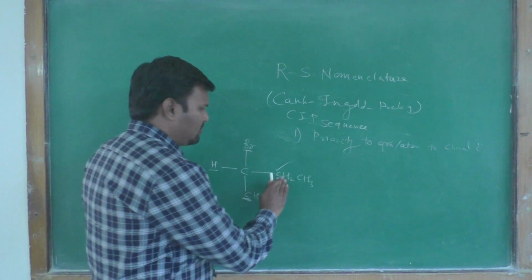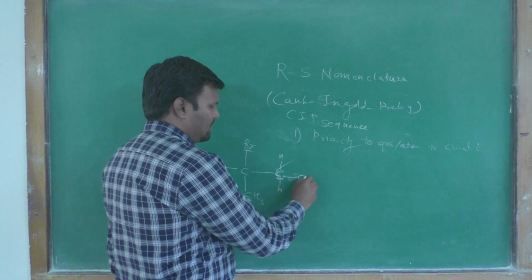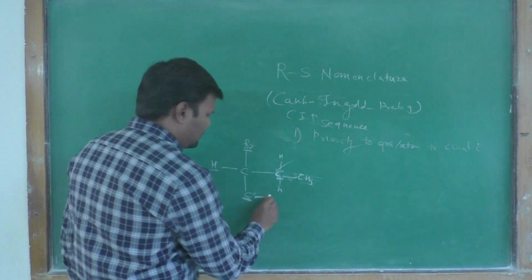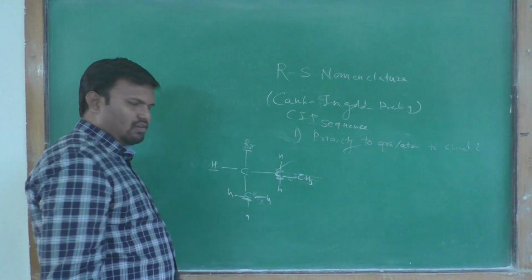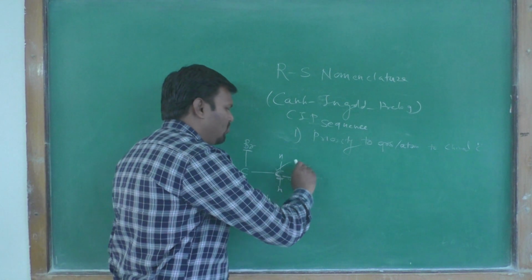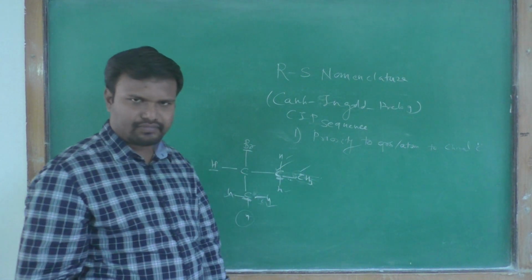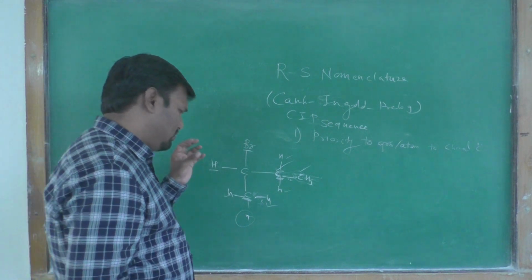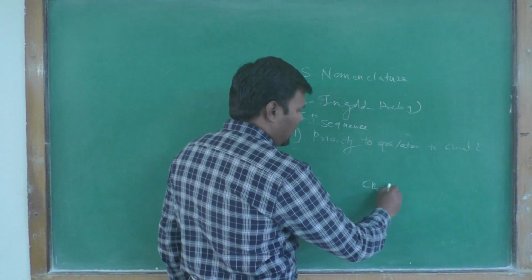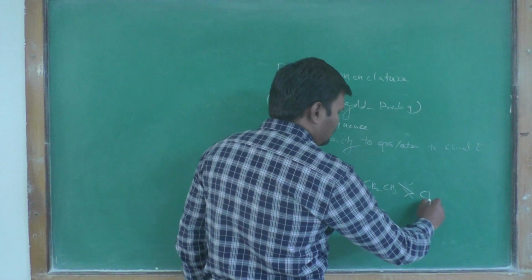Therefore in this case CH2, we consider the next attached atoms, these are hydrogen and carbon. In this case the next attached atom is hydrogen, and in the other group the next attached atom is carbon. These two groups have the same first atom, but here it is hydrogen and here it is carbon. Therefore priority is given: the CH2CH3 group has higher priority than the CH3.